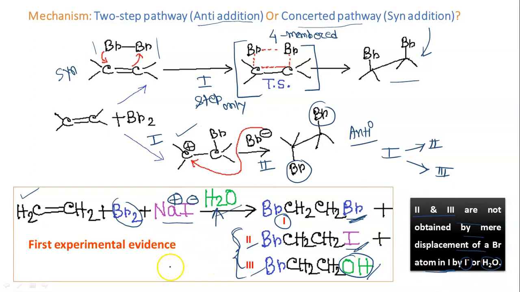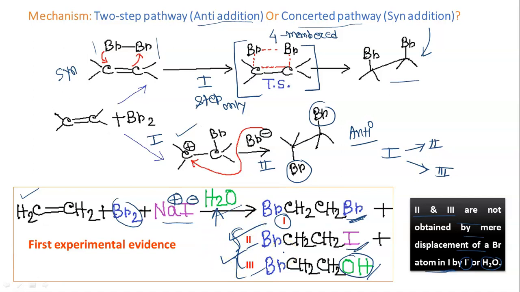And it is also the evidence that the concerted pathway is not the actual mechanism that is going on, because in a concerted pathway we cannot get this type of product 2 and 3. It must be anti-addition and it must be two-step.